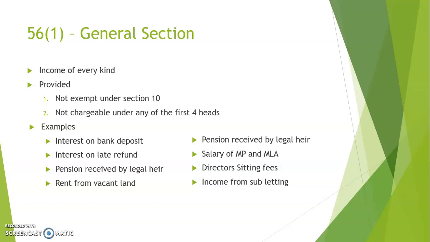So B is getting a rental income from C, but then B is not the deemed owner of that property. So in that case, whatever income is received by B will not fall under income from house property. It would fall under income from other sources. But the income which A receives from B would be charged under house property income. As simple as that. So that's it about the general section.